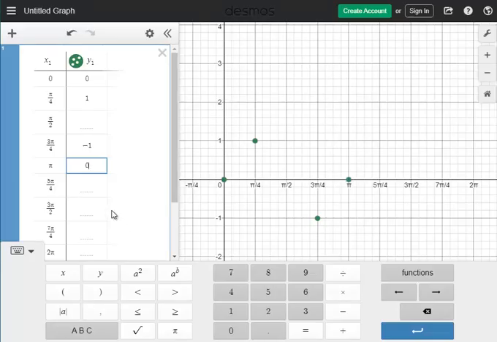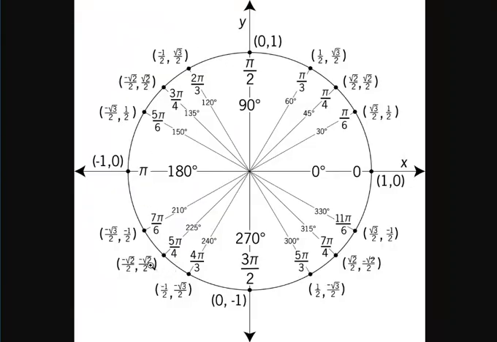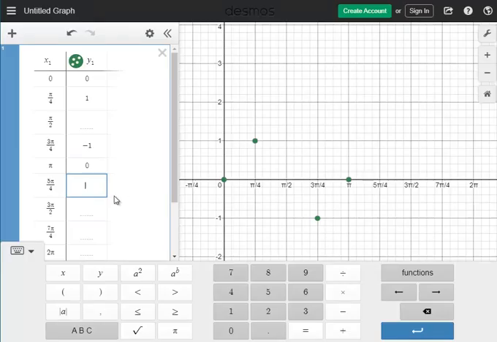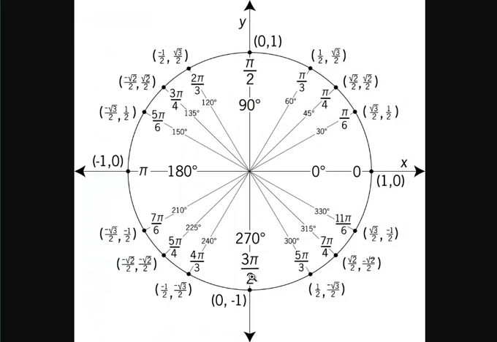5 pi over 4 is going to be, let's see here, a negative divided by a negative of itself. So that actually turns out to be a positive, so that would be a 1. And then let's do 3 pi over 2. 3 pi over 2, -1 divided by 0, or y divided by x. That's another undefined location, so we're going to leave that one blank.